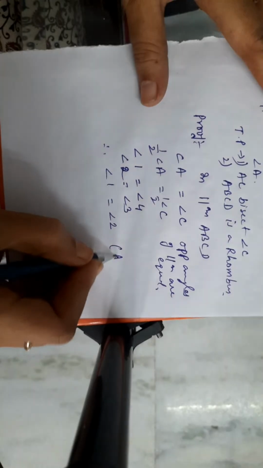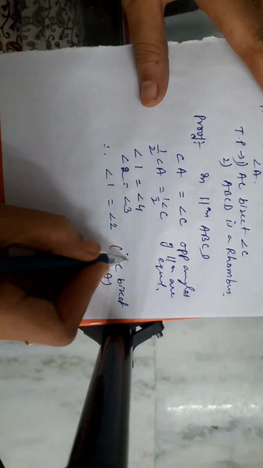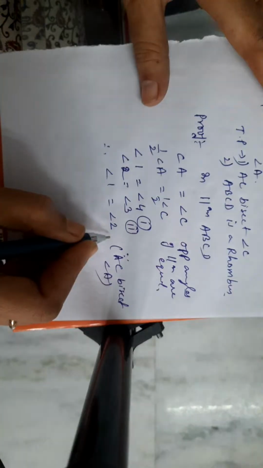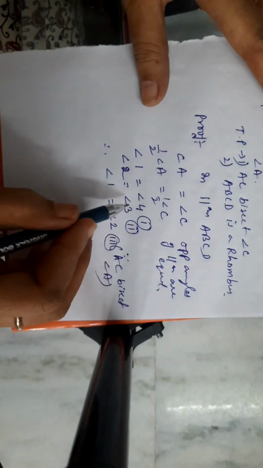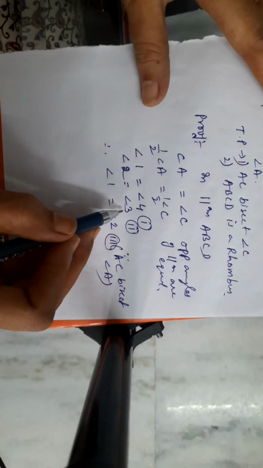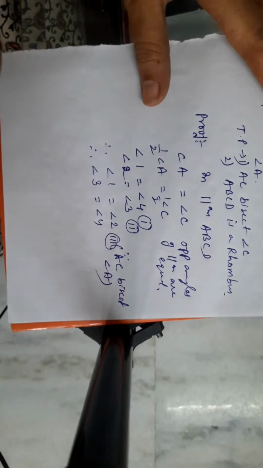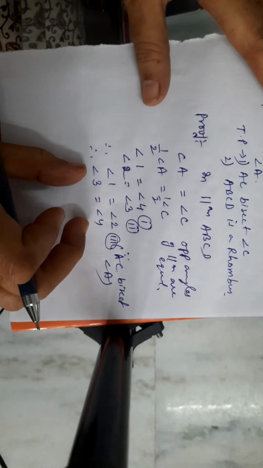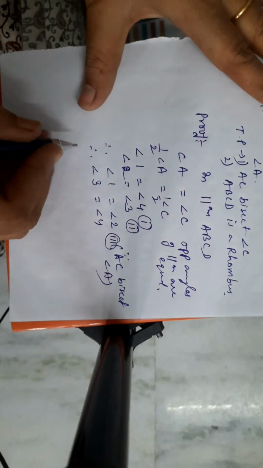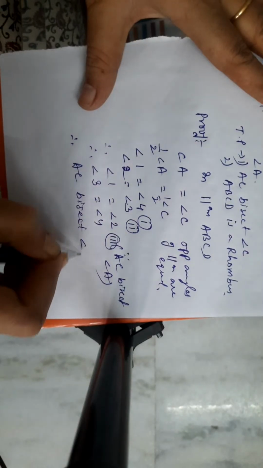It was given AC bisects angle A. So this is the first equation, this is the second equation, this is the third equation. From all the three we can combine and say that 3 and 4 are equal among themselves. Therefore angle 3 is equal to angle 4. When both the angles are equal, this will make AC bisect angle C. Therefore AC bisects angle C.